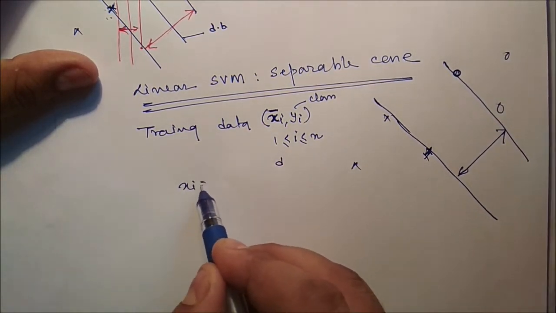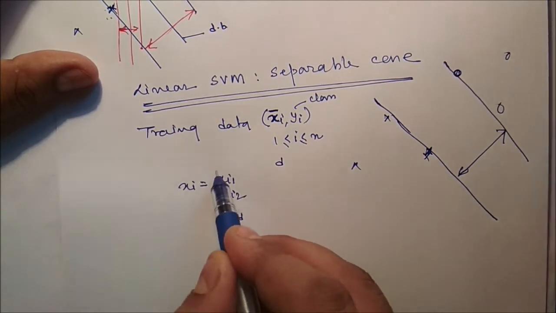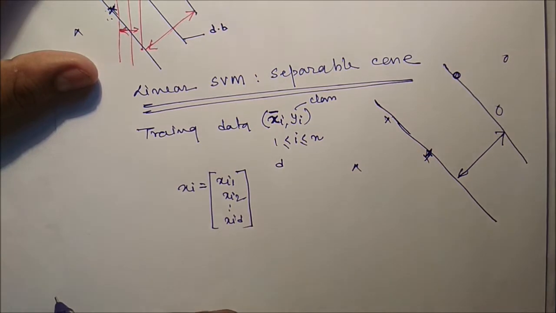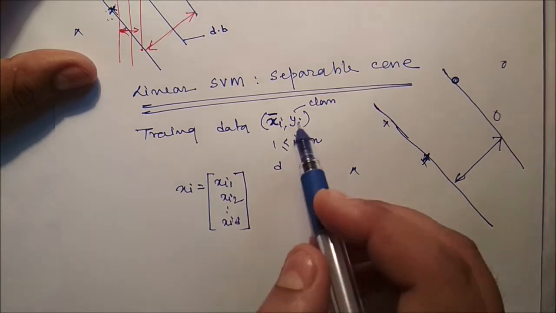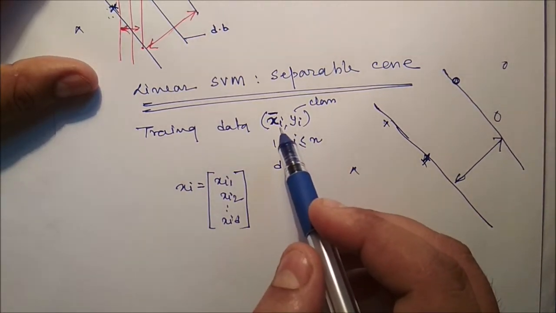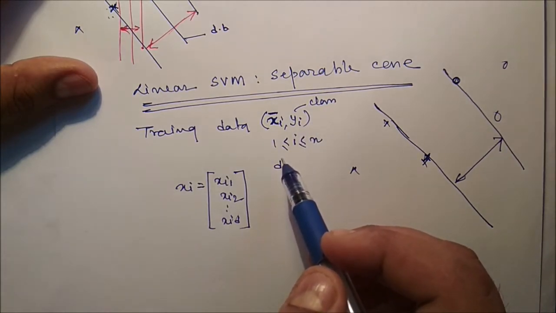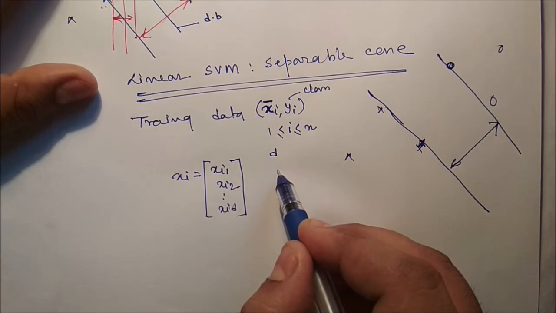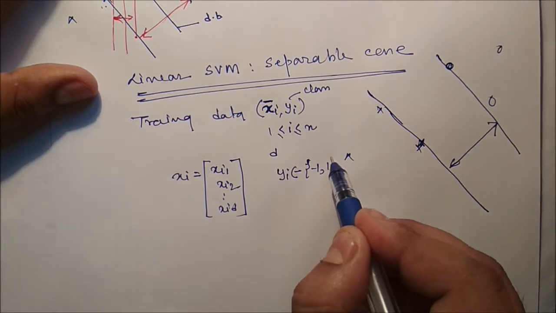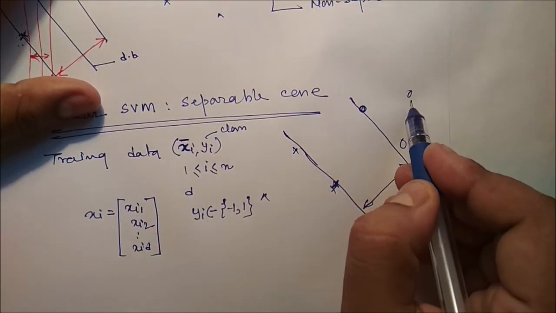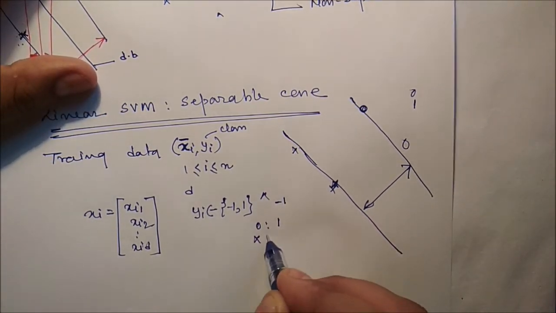That means xi is xi1, xi2, up to xid. So a total of d dimensions, d features, d columns are there, and one y is there. So x is a vector and y is a class, and yi belongs to two classes, say -1 and 1. Assume this is one class, and the cross means the -1 class.